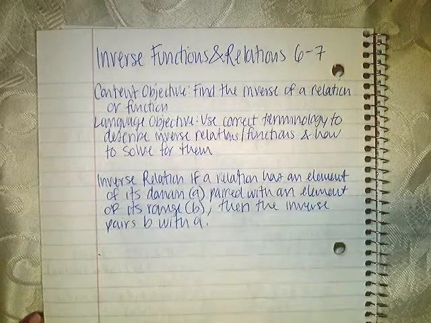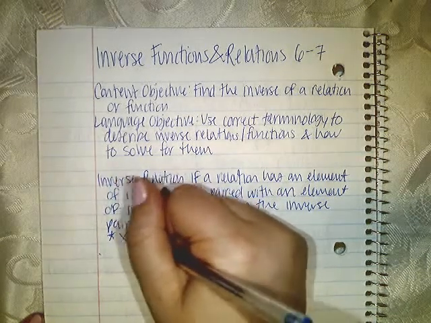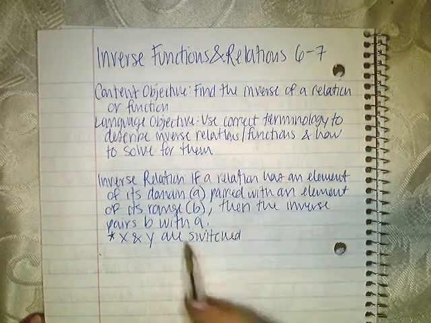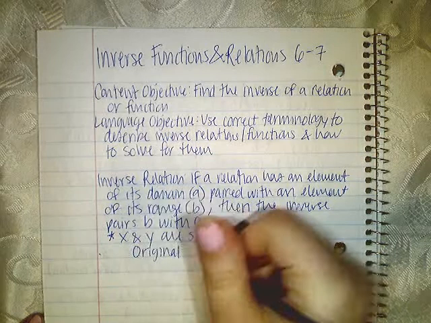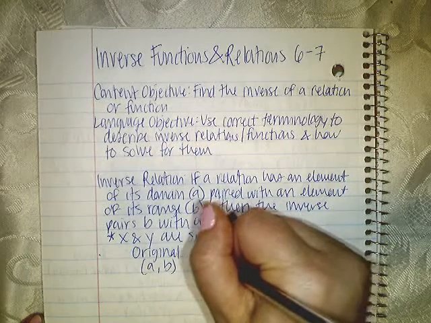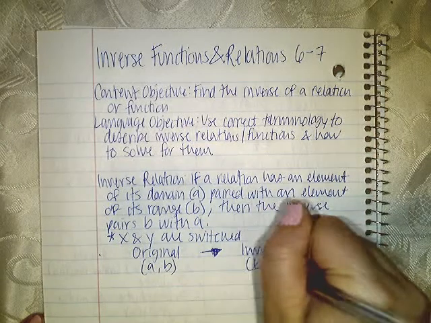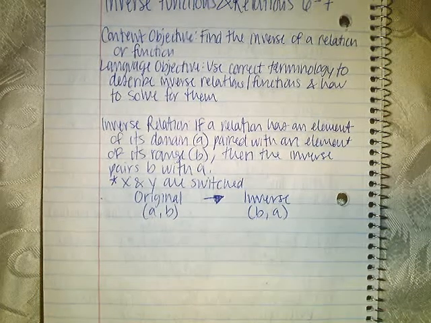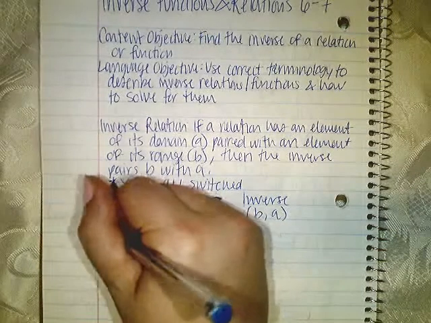So again, in simple terms, X, the domain, and Y are switched. So your domain and range switch with inverse functions. If we're using the same letters that they use, the original would be A comma B, and the inverse would be just the reverse, B comma A. So again, inverse functions are just when you switch the X and Y's, the domain and range. So that's what an inverse relation is.